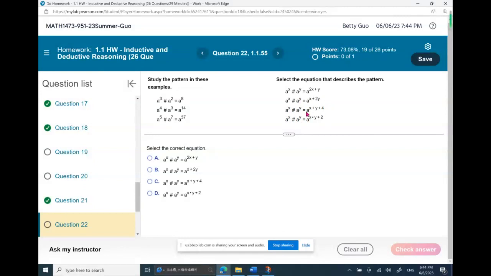And let's see this one. The exponents are added together and then plus 4. So 3 plus 2 is 5. 5 plus 4 is 9, not 8. So this one is incorrect.